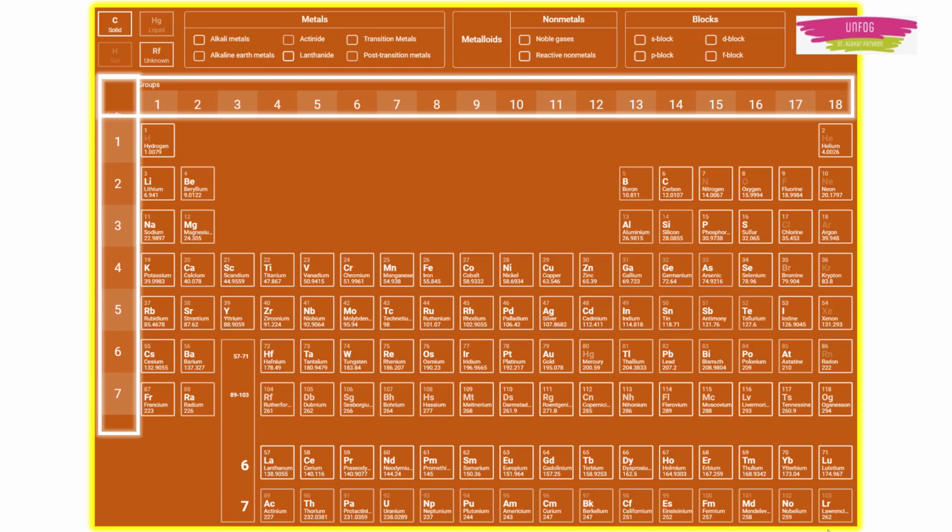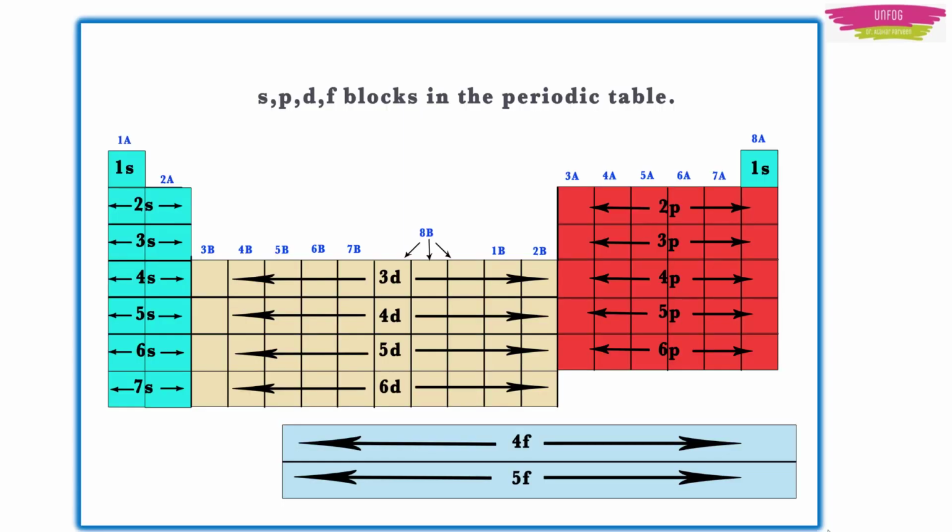Now based on atomic orbitals, the periodic table is divided into S, P, D and F blocks. In total there are 18 groups, right? Now these S, P, D and F blocks belong to some groups. For example, the S block belongs to group 1 and 2, 1A and 2A. Next is the P block, which is on the right side of this periodic table. This belongs to 6 groups, 3A till 8A.